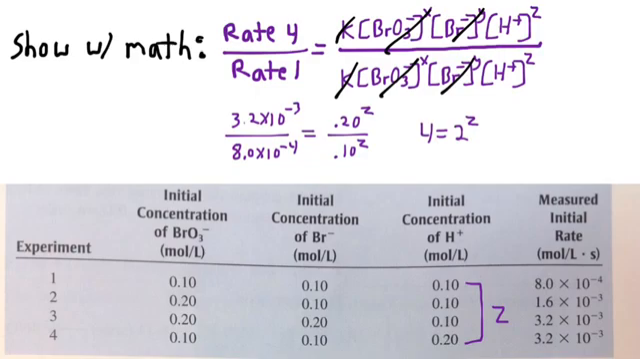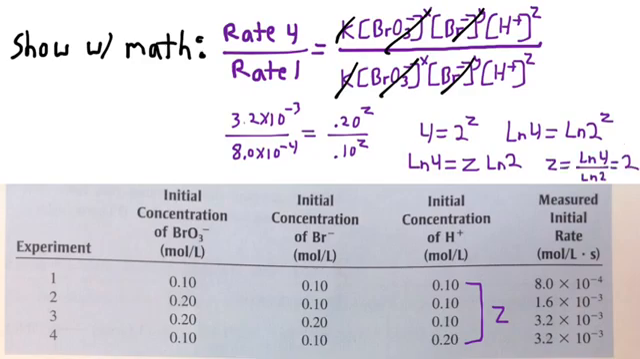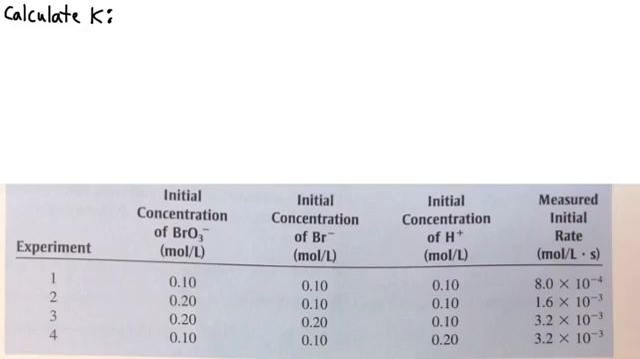And so if you couldn't see what it was, then you could do something like take a natural log or a log of both sides. There's a rule for logs that says that when you have something like this, the exponent can come out in front. So it turns into that. Then you divide both sides by the natural log of 2, and you solve for Z, and you find out it's 2. So now we have all the reactant orders.